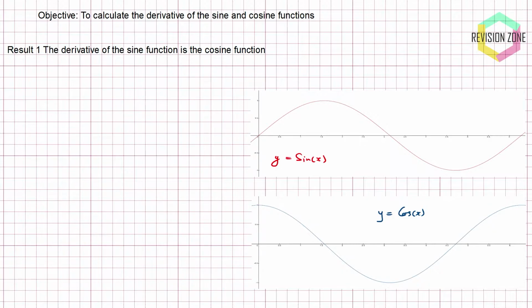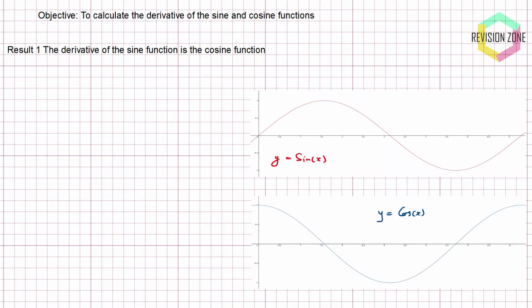In this video, we'll be calculating the derivative of the sine and the cosine function. So the first result we're going to work towards is actually calculating the derivative of the sine function. We're going to do it two ways. We're going to do it graphically, and then we're going to do it formally using the limit definition of a derivative. So let's think about doing this graphically.